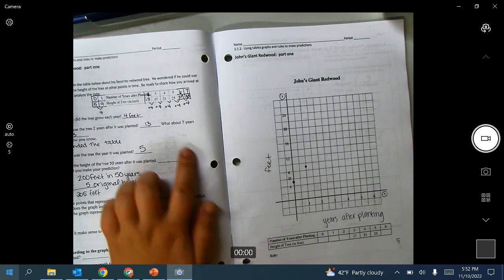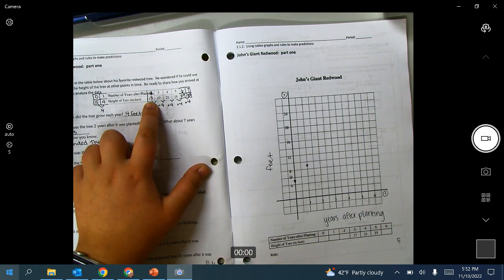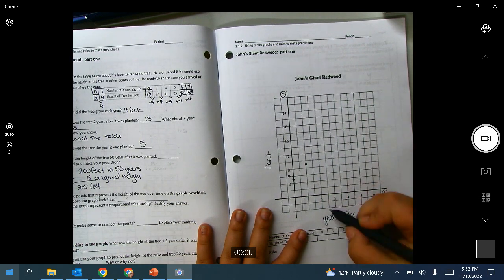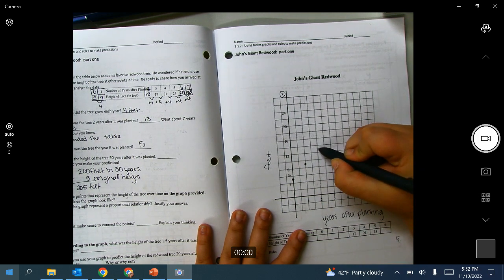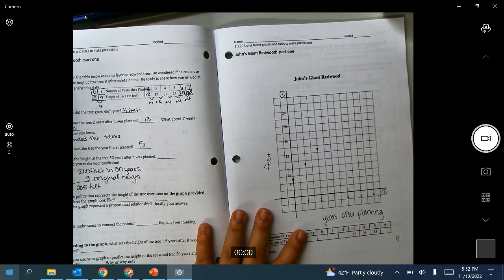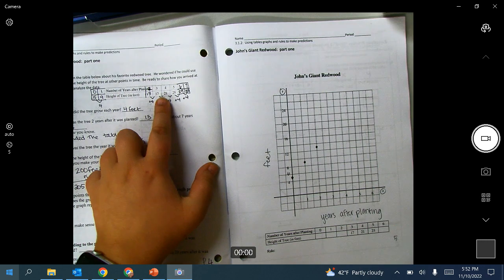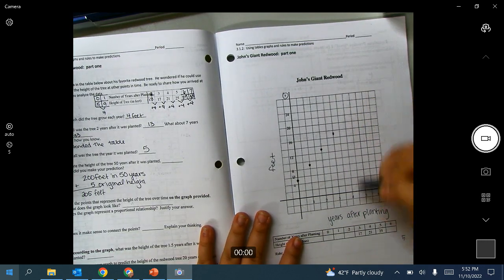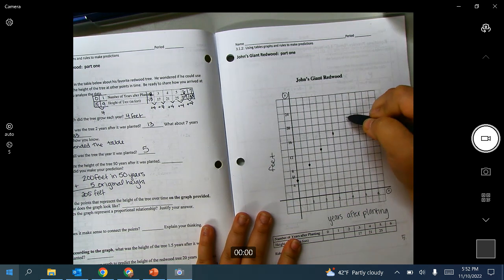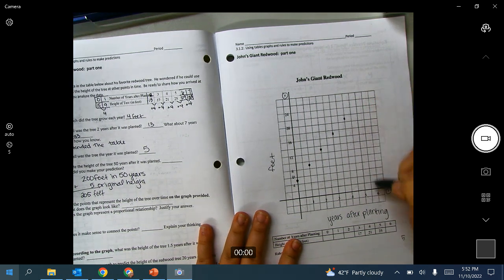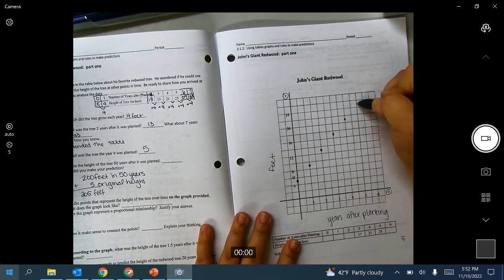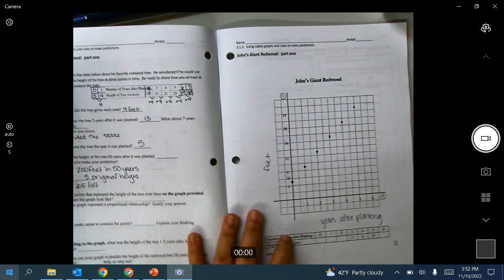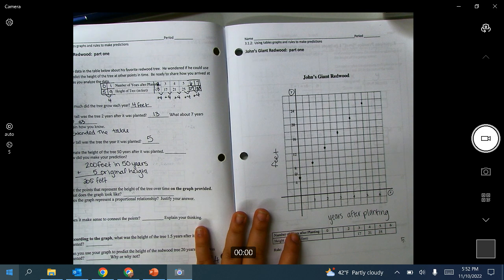All right, next I've got year 2, and it's 13 feet. So I'm going to 2, and then I'm going to go up to 13, which would be between 12 and 14. And then I'm going to continue this with my other values in the table. So at year 4, it's 21. 5 years later, it's at 25. And then 6 years, it looks like I can't fit that on the graph. So we're just going to have to end there.